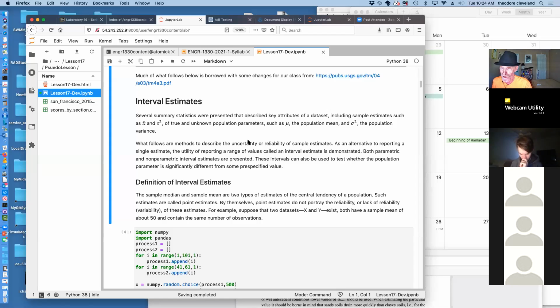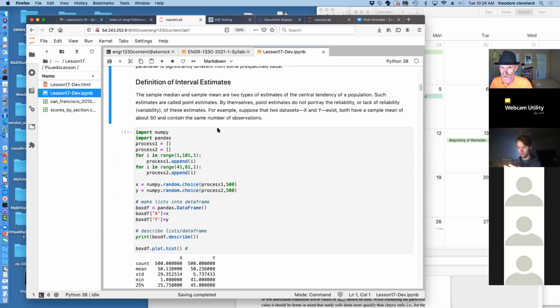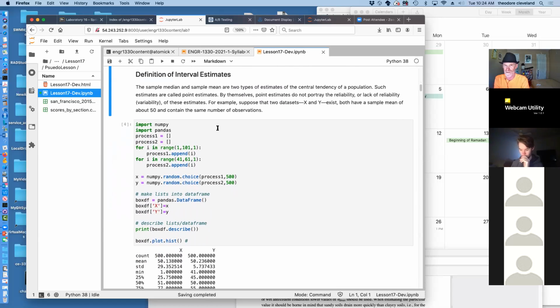And these intervals can be used in some sense to test A, whether the population parameter is significantly different from some prescribed value, or B, whether the population parameter of two samples are significantly different from each other. And there's other things that we can do, but those are the big ones. So let's go first for a definition of an interval estimate.